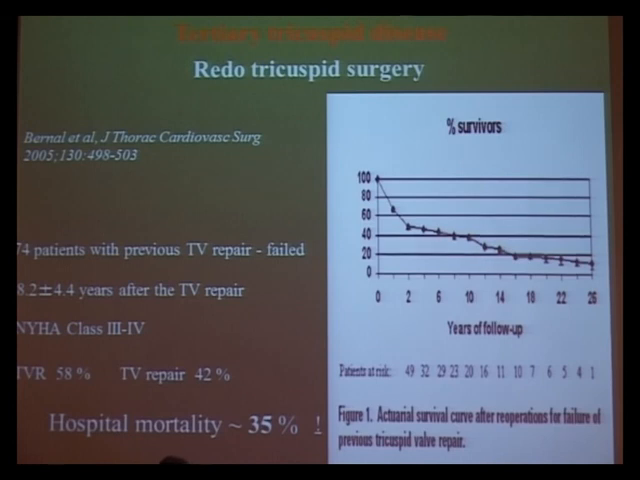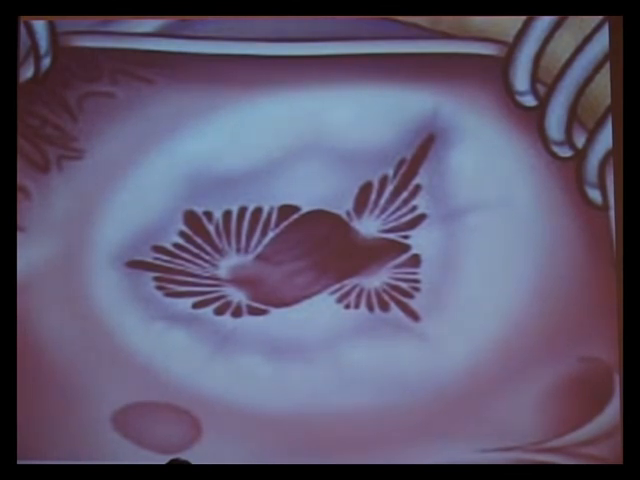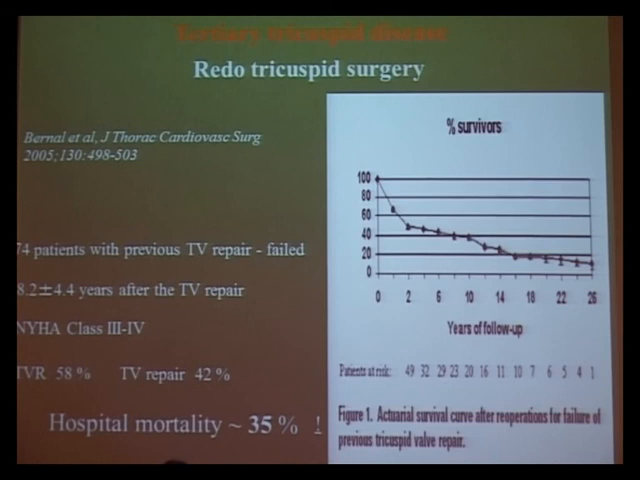Tertiary tricuspid regurgitation is basically, as I mentioned, redo tricuspid surgery. And in redo surgery, there are some papers like this, which are very discouraging to us, but it's not always like this. Hospital mortality is like 35%, I think just because these patients are in very bad clinical condition, like New York Heart Association class 3-4, and right ventricular function is very important.